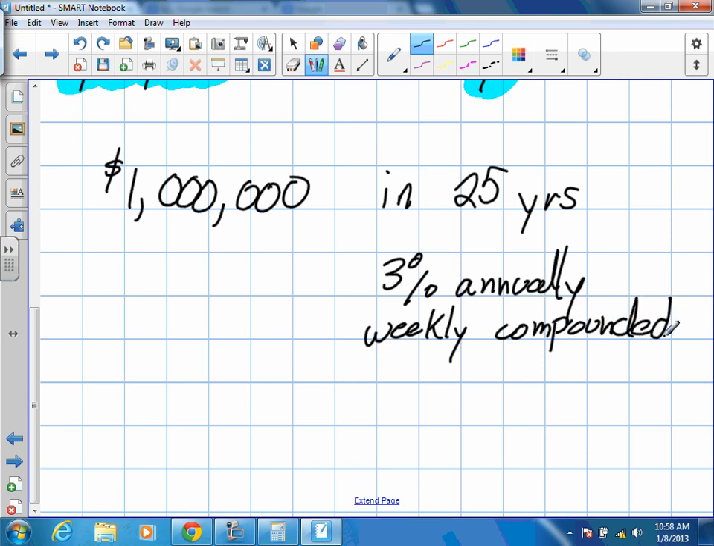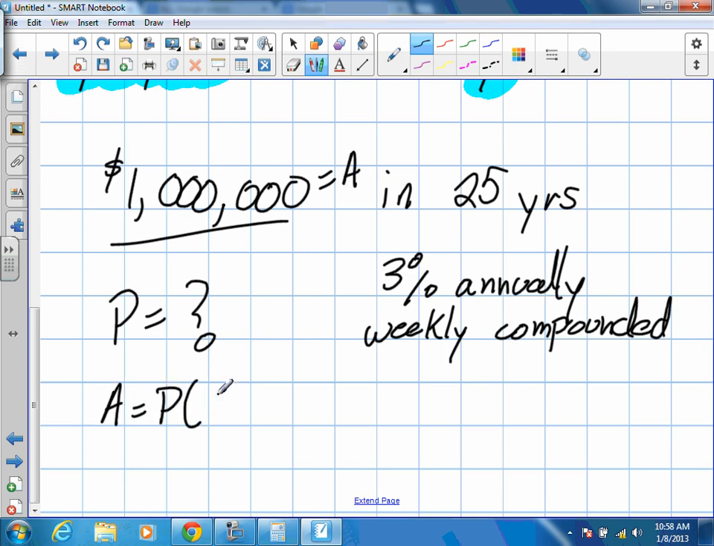We're going to write the exact same formula and plug this in, but there's a big difference. This time, $1 million isn't the principal. The principal, the amount of money we're going to put in the bank, is what we don't know. So we're going to calculate how much money we need to put into the bank right now, so that in 25 years we'll have $1 million. That means our A, our total amount, is the $1 million. So A equals P times (1 plus I) to the power of N.